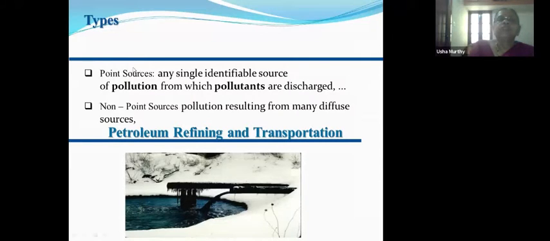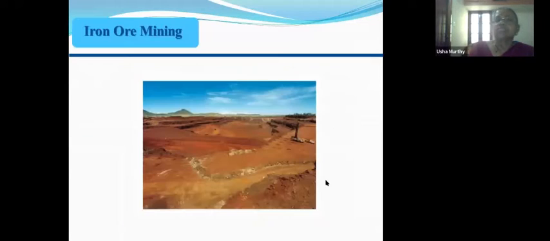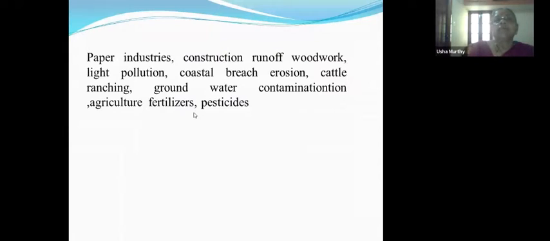What are the types of pollution? Basically, we have two types, that is point source and non-point source. Point source is any single identifiable source of pollution from which pollutants are being discharged. That's called a point source. And we have non-point source pollution, resulting from many diffuse sources. It can be petroleum refining, transportation, even iron ore mining. Apart from that, we have paper industries, construction activities and runoff, woodwork, light pollution, coastal beach erosion, cattle ranching, groundwater contamination, agricultural fertilizers, pesticides. All these activities result in pollution and also the contamination of water.